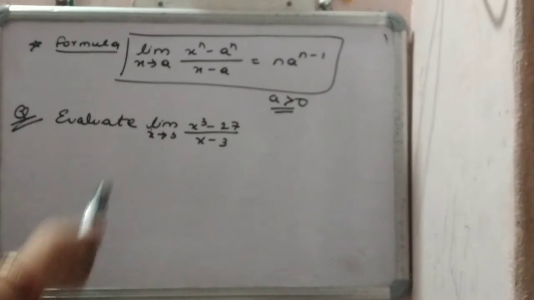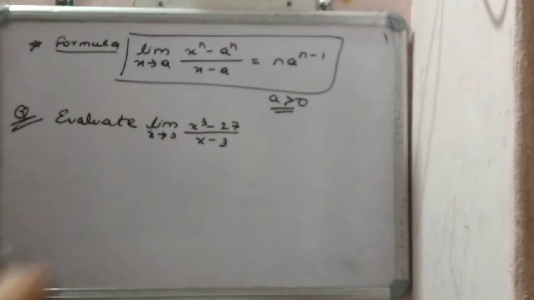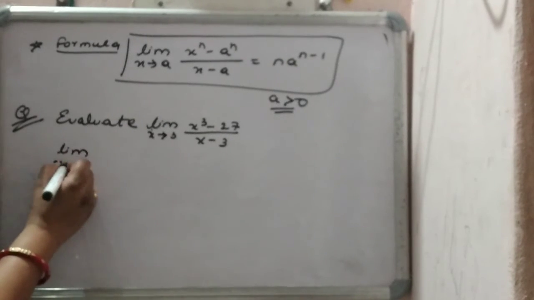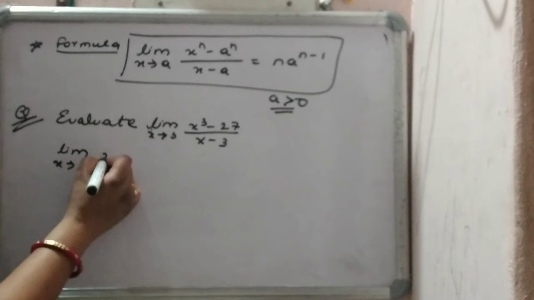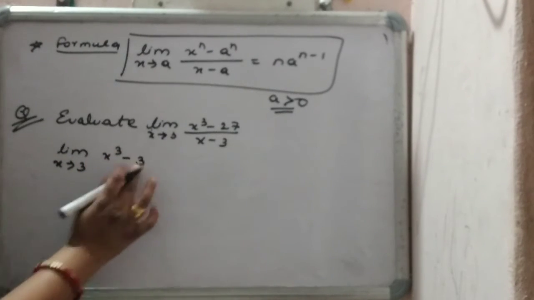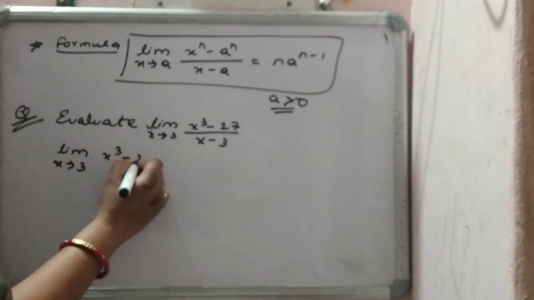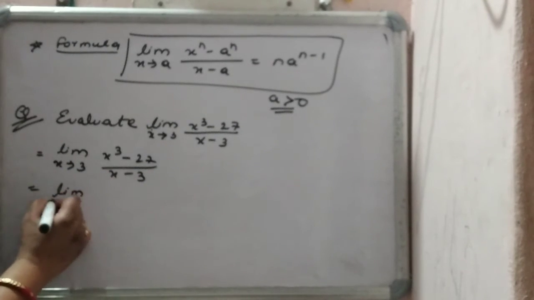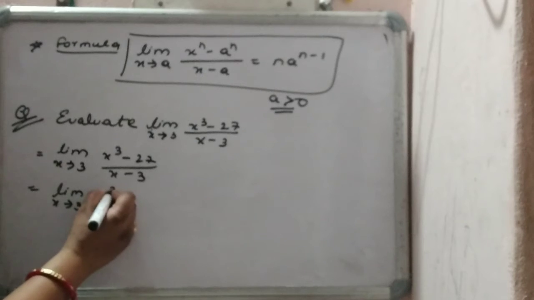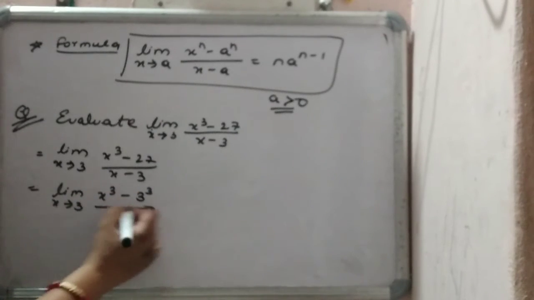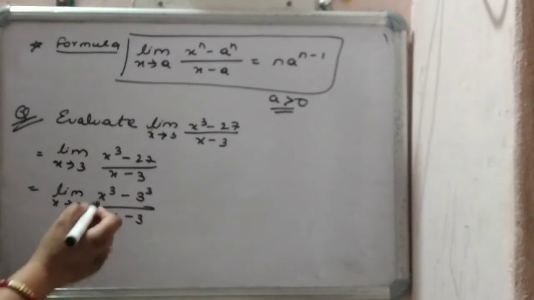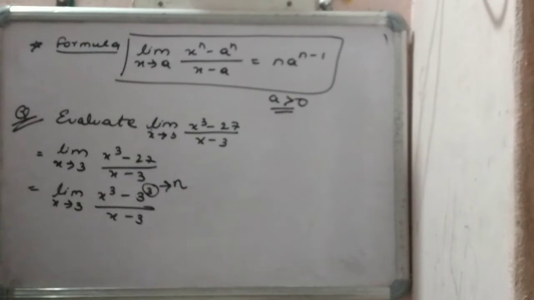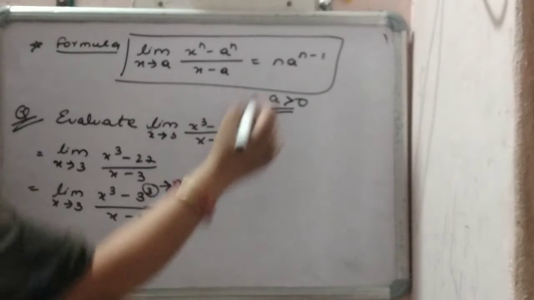You can see that, evaluate limit x tends to 3, (x cube minus 27) upon (x minus 3). Okay, so you have to bring this question in this form. So how do we bring it? First you write the question here. You know the value of 27, we can write 27 as 3 cube. Okay, so here again the question is in this form. So in the place of n, what value is given? This is the value of n. Okay, so directly we will use the formula.